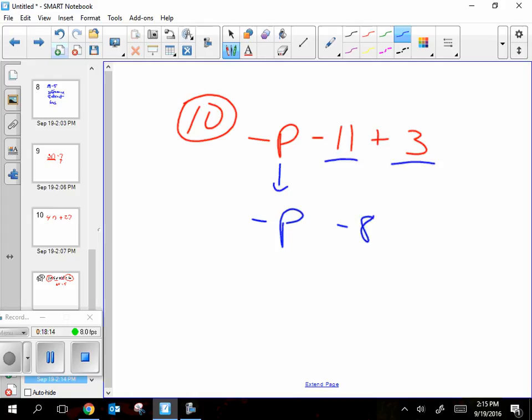Because these guys and these guys fight. Why are they fighting? Because they're not on the same team. One's on the negative team, one's on the positive team. All right, final answer, negative P minus 8. What if you'd said negative 8 minus P? It's the same thing. With add and subtract, you can reverse like that.